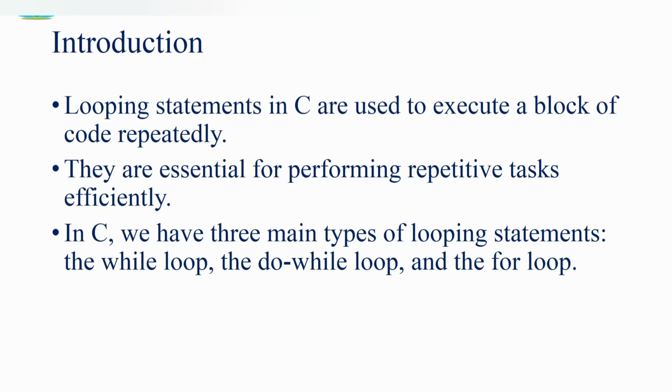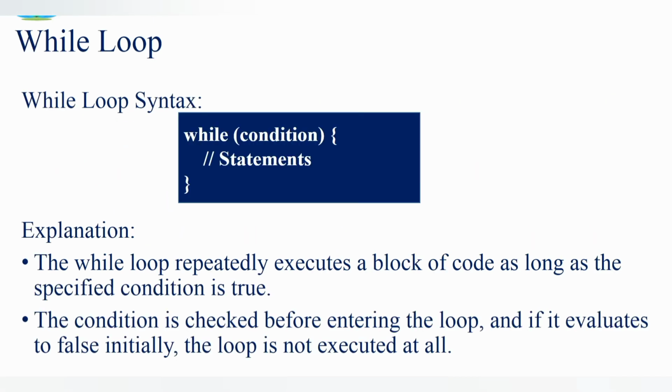Looping statements in C are used to execute a block of code repeatedly. They are essential for performing repetitive tasks efficiently. In the C programming language, we have three main types of looping statements. They are while loop, do while loop, and for loop.